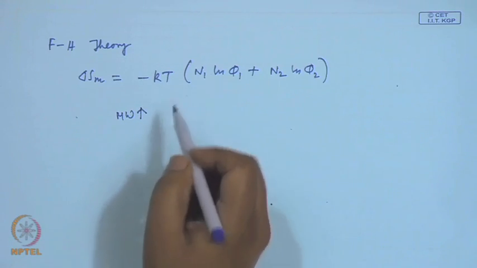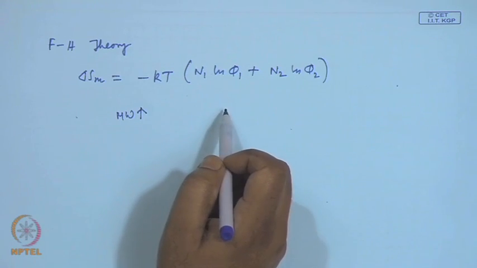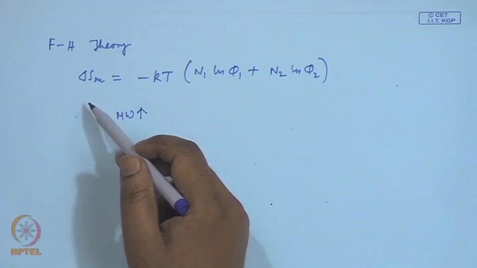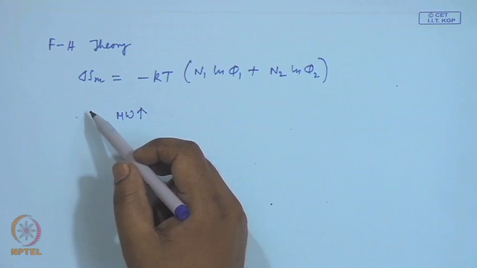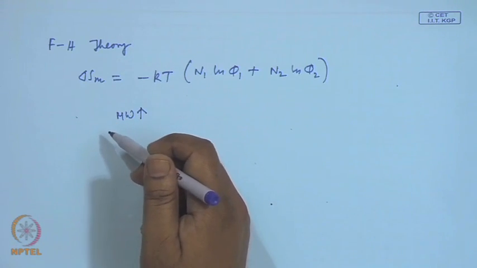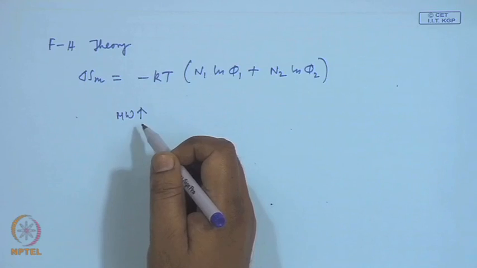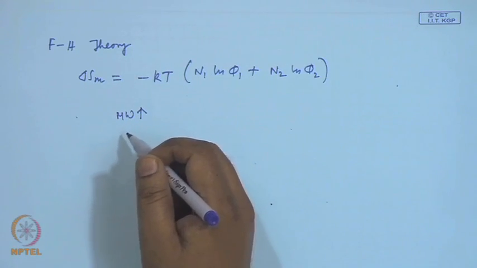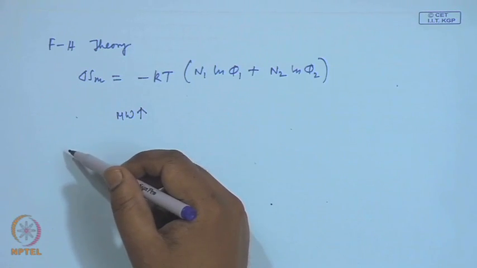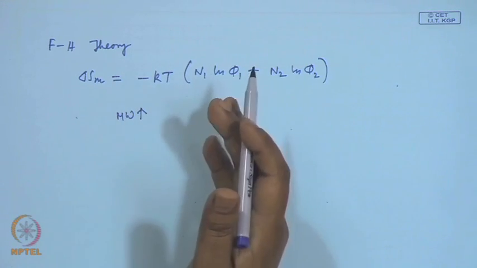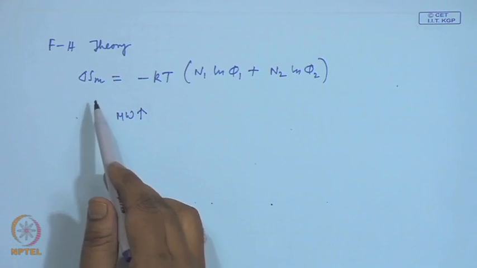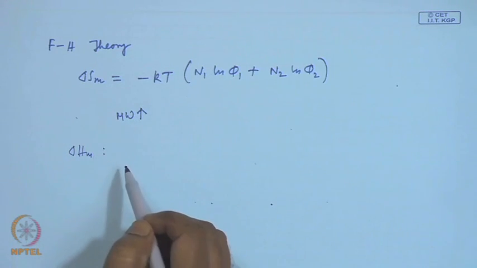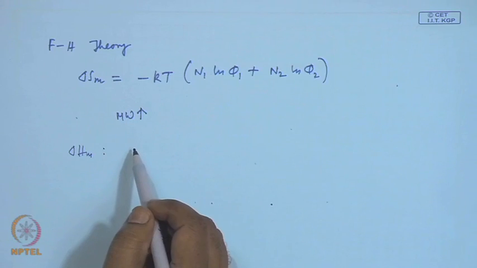Now, if we increase the molecular weight of a polymer, what happens? The number of molecules comes down. So, the entropy of mixing contributes less and less to the mixing Gibbs energy. If you have very high molecular weight, then the entropy of mixing is basically negligible. So, high molecular weight blends, or polymer mixing, is not entropy driven. It is basically the enthalpy of mixing that determines whether two polymers will be miscible or not.